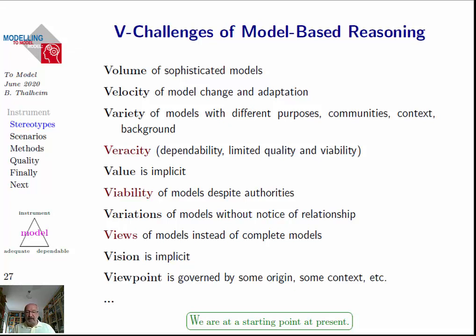Viability of models despite authorities, so you can be sure that you are not biased by the authorities. You have variations, you have views of models, you have a vision, you have a movement, any kind of V you can put here as challenges. I think the most important are the dark red ones: veracity, viability, and different views to handle in a sophisticated, integrated form.